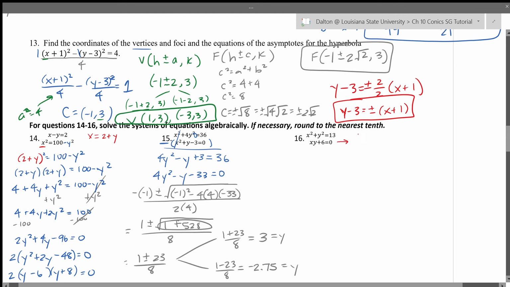So I'm going to solve mine for y. If I subtract 6 from both sides, then I get xy equals negative 6. So then I get y. Let me solve for y. y is equal to negative 6 over x. Then I'm going to substitute that value for y back into my original equation. So when I do that to the top equation, I get x squared plus negative 6 over x, squared, is equal to 13.